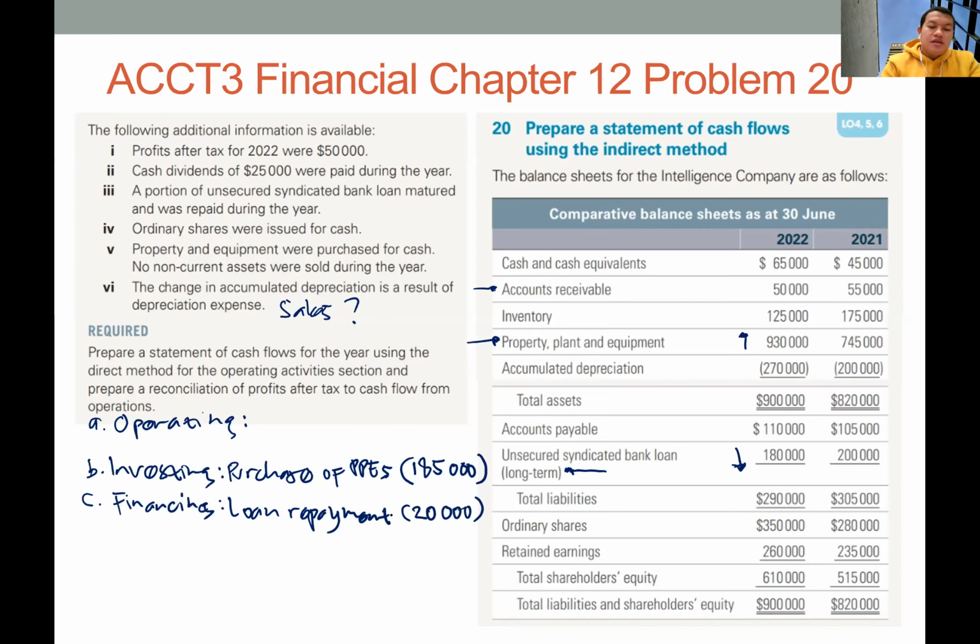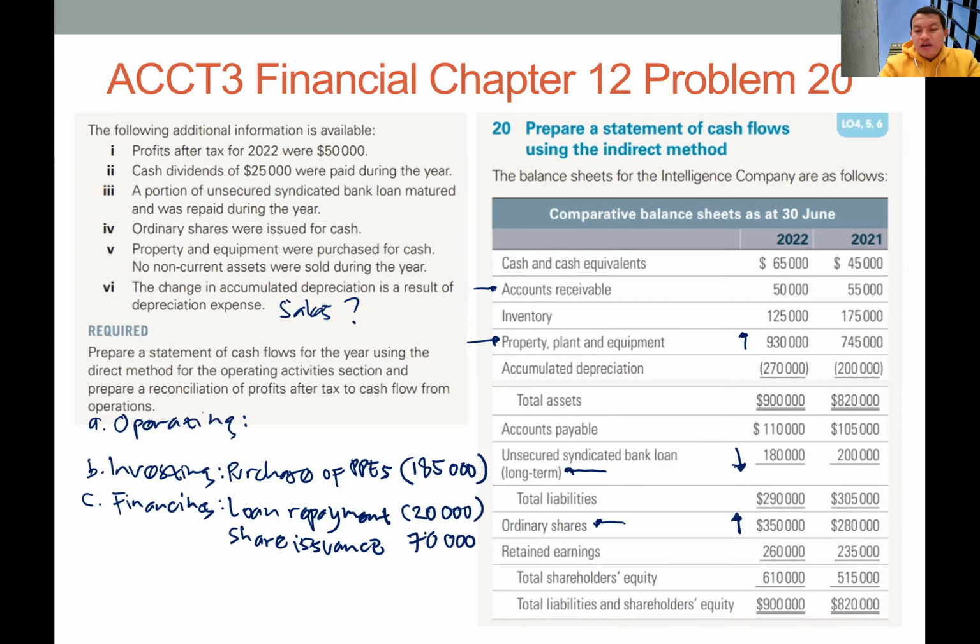Next, let's look at the equity account. So we have ordinary shares account. If we look at the balance is increasing. Okay, so we assume that the company is issuing more shares to the shareholders. Okay, so share issuance. 350 minus 70,000 should be positive because it is cash inflow.